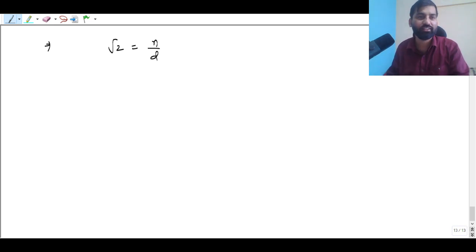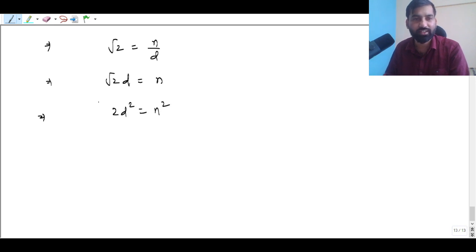I'm pretty sure that you're going to multiply d both sides, right? So if you multiply d both sides, it is going to be written as root 2 d equal to n. If you want to remove this square root, what you will do here is square both sides, right? So 2d square equal to n square. Understand? 2d square equal to n square, guys.